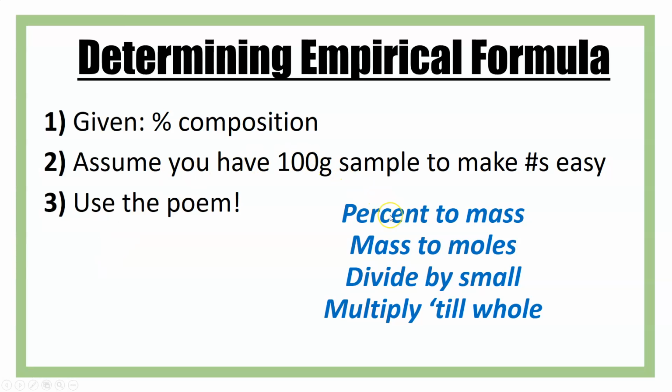So we're going to take our percent composition, assume we have a 100 gram sample, and convert those percentages to gram masses. Then we're going to convert into moles because, as always, the mole is the key to everything. Dividing by small is going to help us find the smallest ratios possible. And then multiply till whole will make sure we take those ratios and make sure they're in whole number increments. We are never going to have part of an atom. So that's the idea behind this little poem.